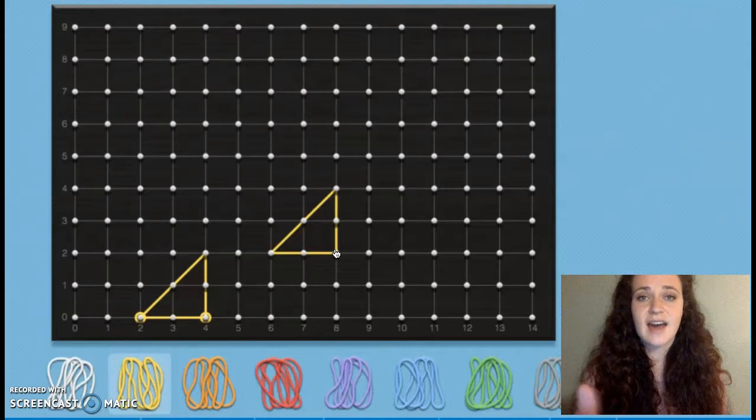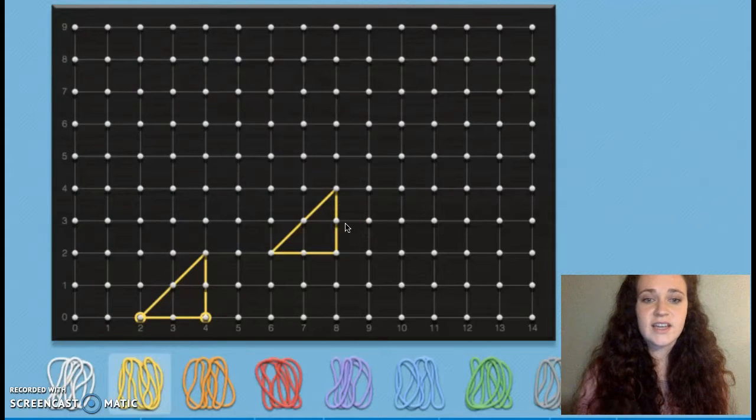So again, that's half. So the last vertex here corresponds with this one, so let's go ahead and calculate that as well. 1, 2 is the rise, and then run is 1, 2, 3, 4. So there you go. Through just simply translating the first image, you have proven that the second image is congruent to the first.